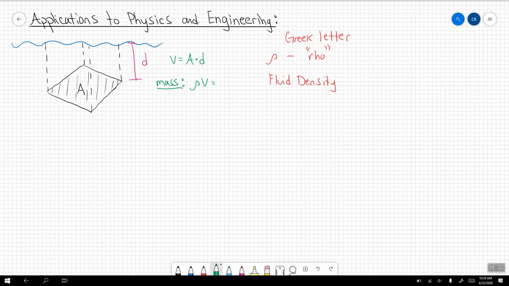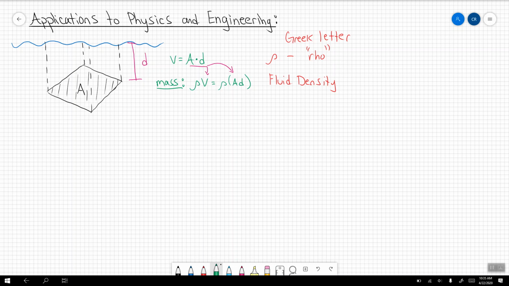We can actually write this as rho multiplied by volume, but volume up here was thought of as area times density, or sorry, area times distance. All right, that was this piece here.